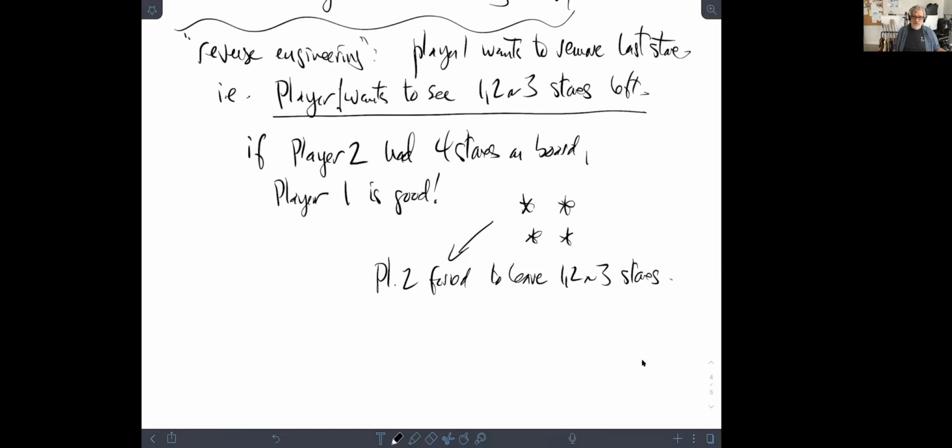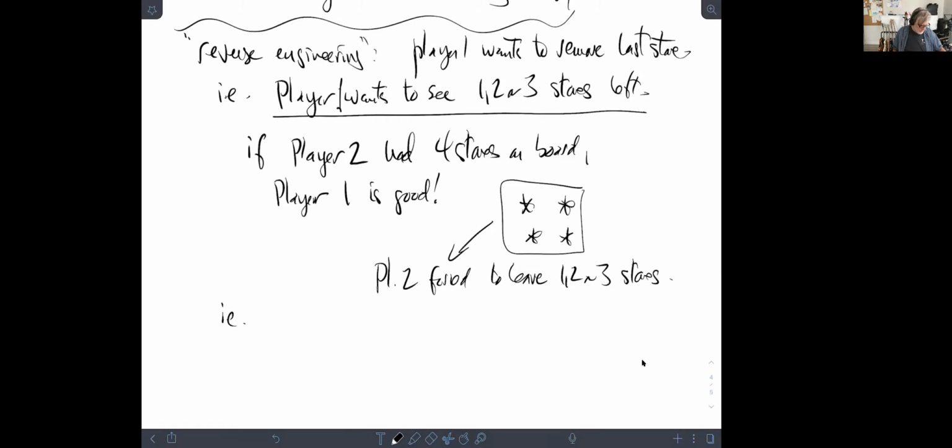Okay? So now it means that if player one can force 4 stones on the board, player one will win. So how can player one force that, right? Player one will remove 1, 2, or 3 stones.